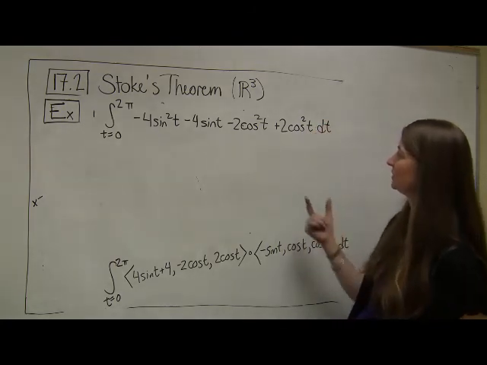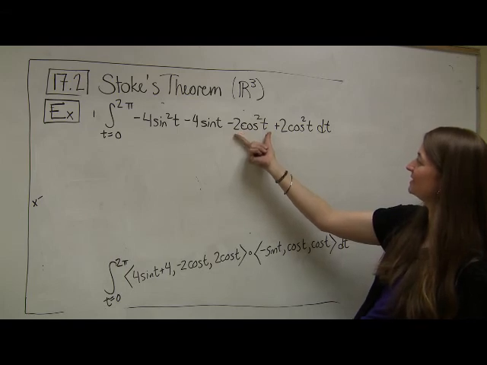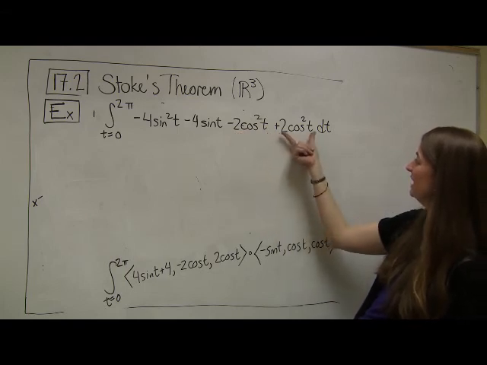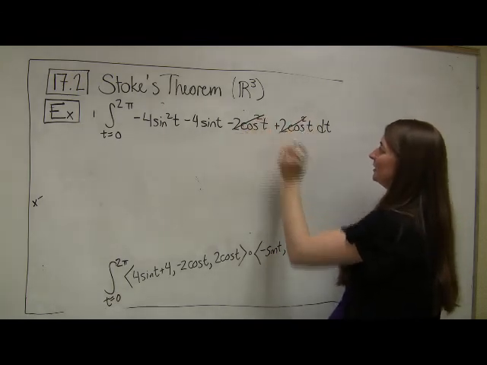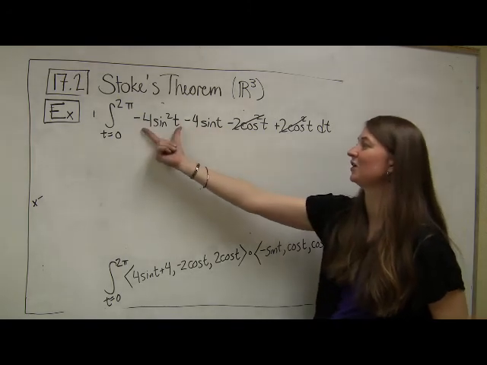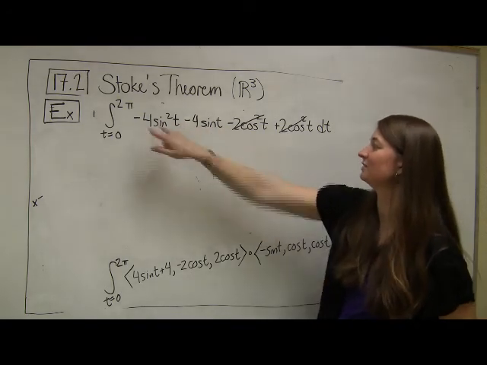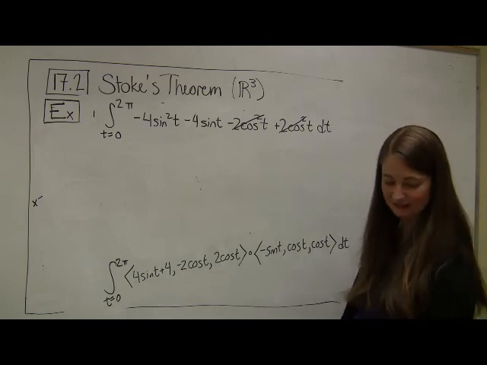Hopefully I made this example so that it's not going to be nice. My -2 cosine squared t and my +2 cosine squared t are going to cancel one another, which is great. This is an easy term to integrate. This is a hard term to integrate. I'm going to factor out my -4 sine of t. I didn't realize it was going to be this messy.